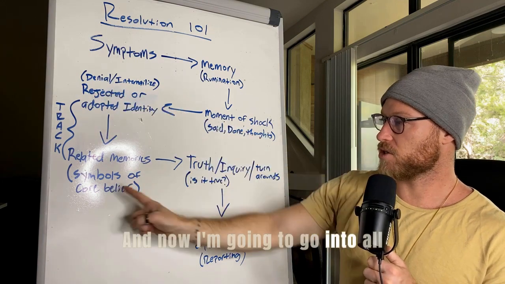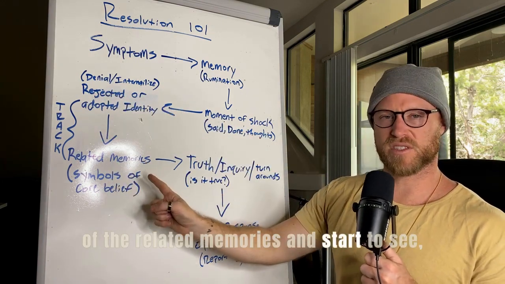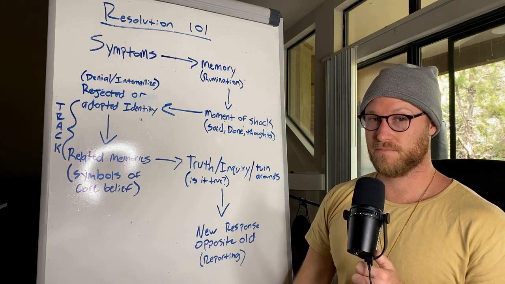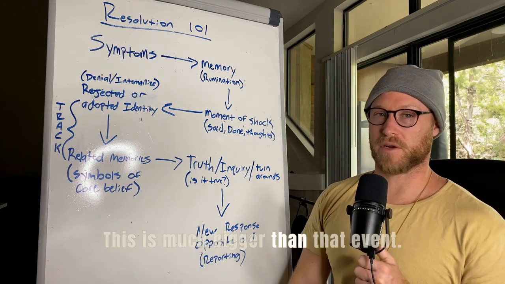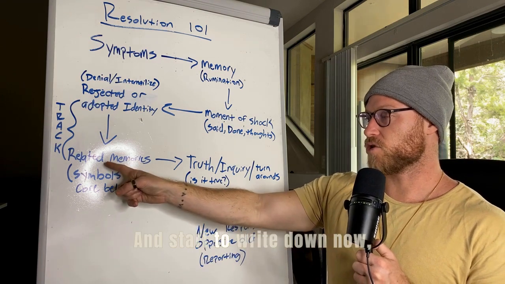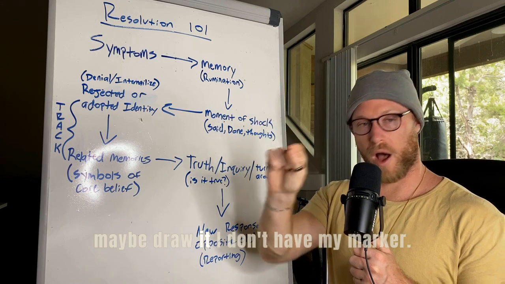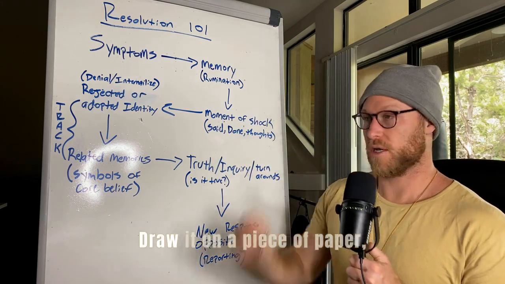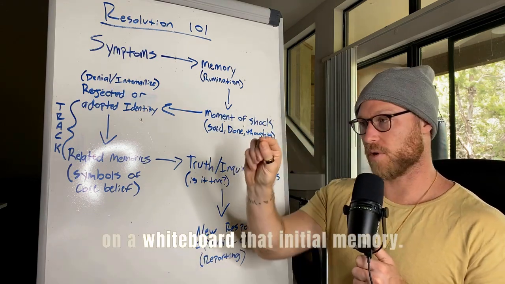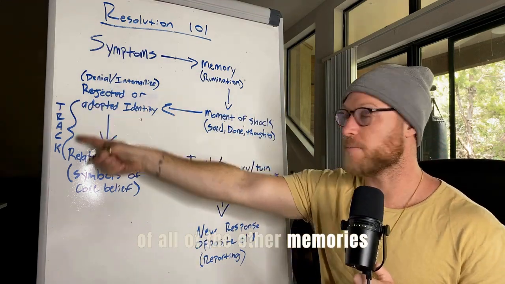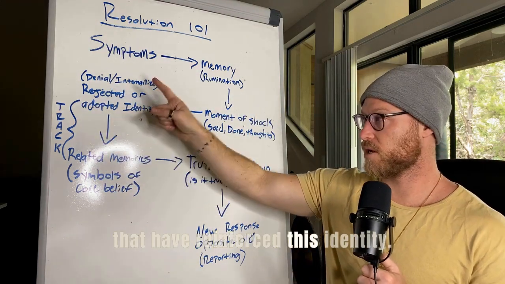And now I'm going to go into all of the related memories and start to see, oh man, this is much bigger than that event. Look at the time. This is much bigger than that event. And start to write down. You can have the memory, maybe draw it. If I don't have my marker, draw it on a piece of paper or a whiteboard, that initial memory, and then have all of the branches of all of the other memories that have reinforced this identity.